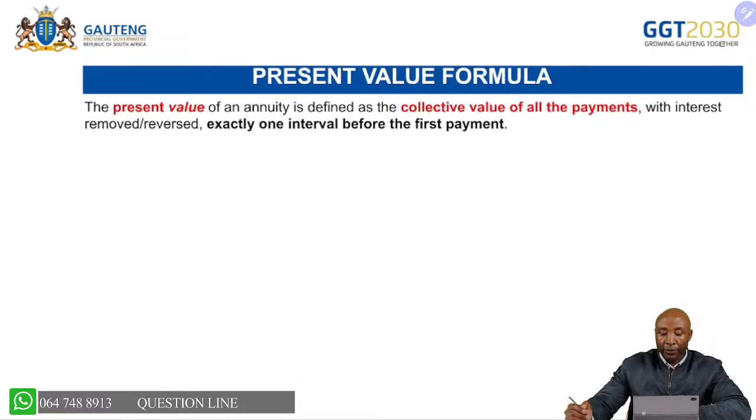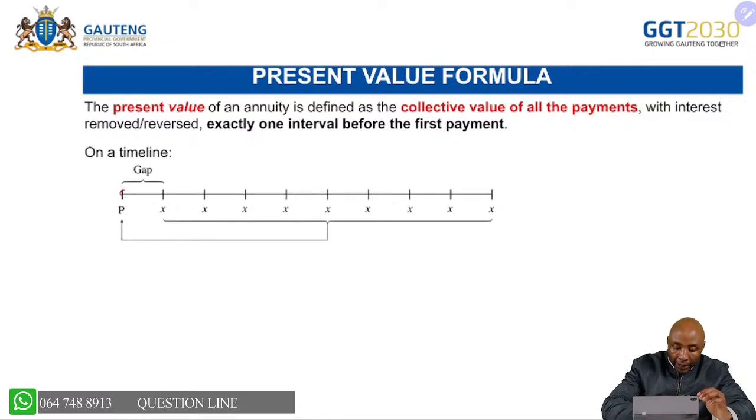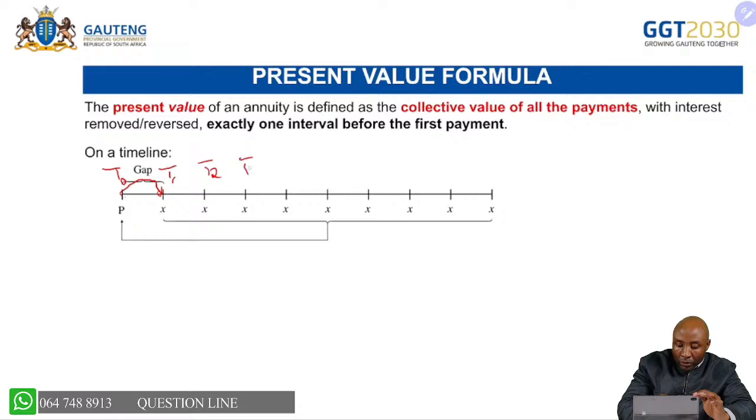Now, the present value formula. We know that for present value on a timeline, we should always expect a gap. You go to a loan, you are given the loan. There should be a gap between the time the loan is accessed and the time the payments commence. So we would say at T0, someone will get the loan. There is a gap at T1, T2, T3, T4, T5 until our Tn.